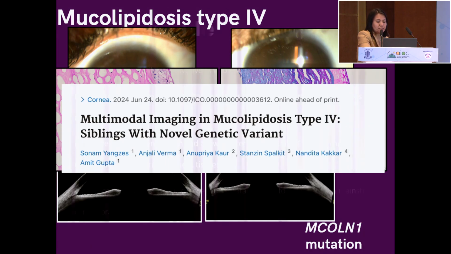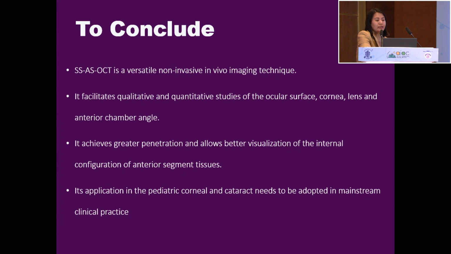On doing histopathology, we could find the thickened epithelial Bowman's membrane complex, and the child came out to have mucolipidosis type 4. So I would like to conclude by saying that swept source OCT is a versatile non-invasive imaging technique which facilitates qualitative as well as quantitative study of the ocular surface. Because of the greater penetration, it can be used further in studying the anterior segment structures, and its application in pediatric corneal and cataract needs to be adopted in mainstream practice.